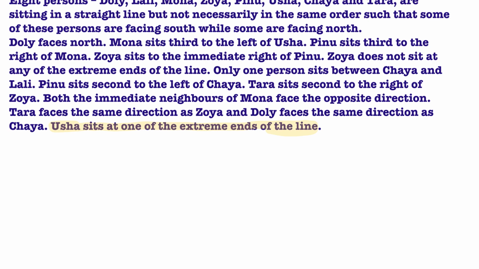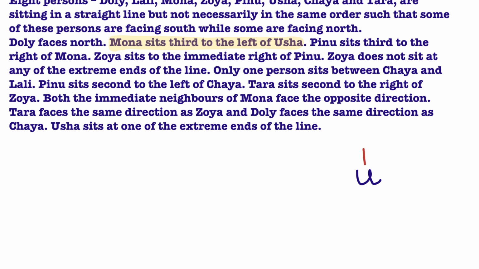Now, maybe Usha is here, or Usha could be onto this side of the line. Now, I will choose this one first. If it is not satisfying the condition in the question, I'll go for the second one. After this, the best thing to do is to read the sentence which is again talking about Usha. He said Mona sits third to the left of Usha.